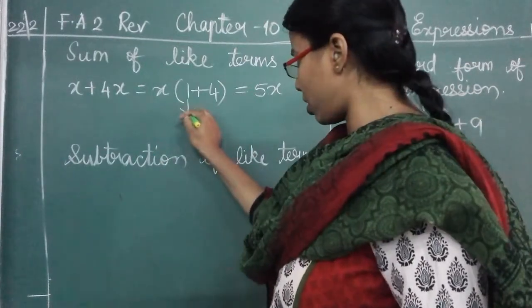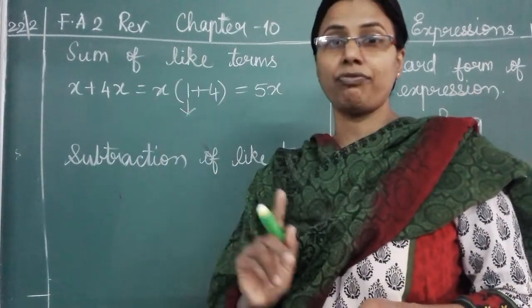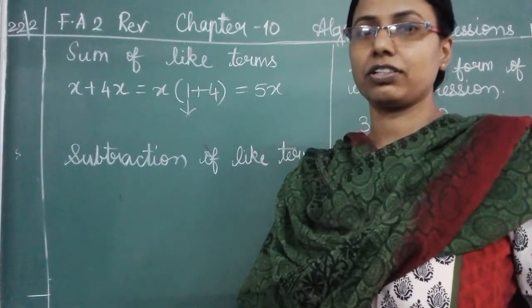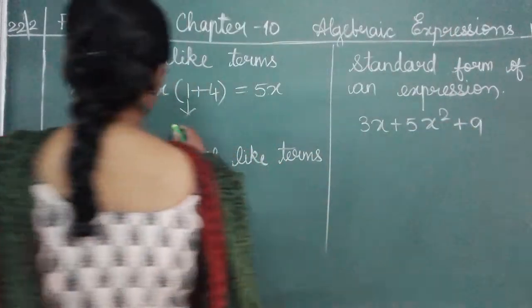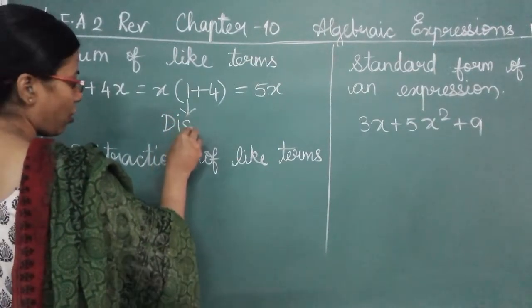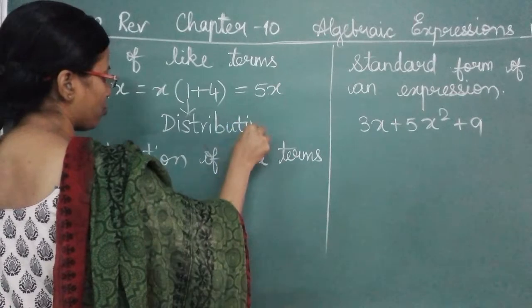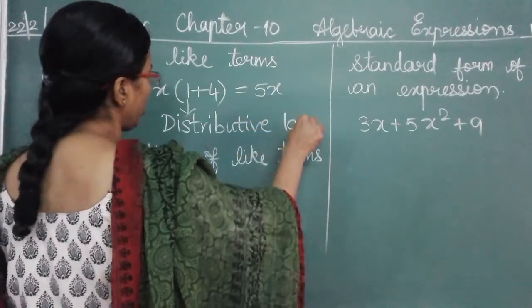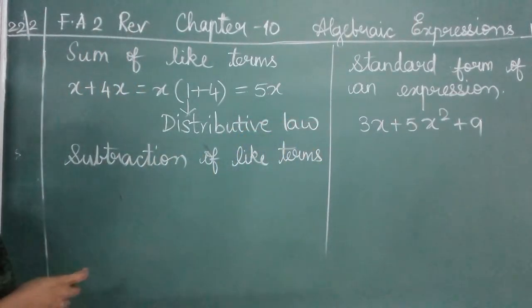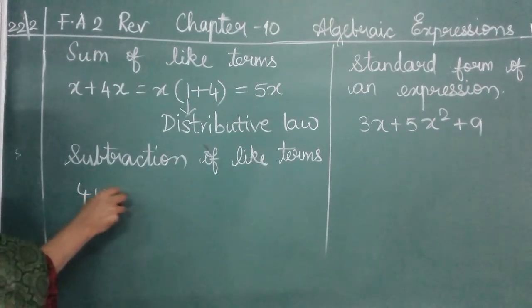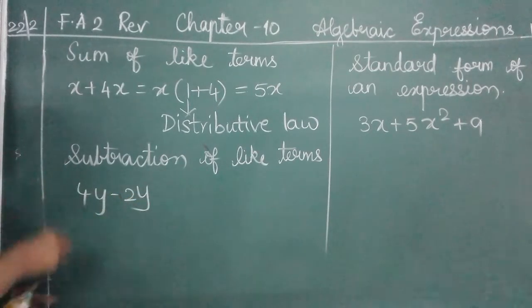What is the answer? 5x. Which law are we using this? In your first chapter you have learnt which law? All the laws you have learnt. We are using here the distributive law. Okay? Distributive law we are using to add the like terms. Now let us check with the next example, which is 4y minus 2y.